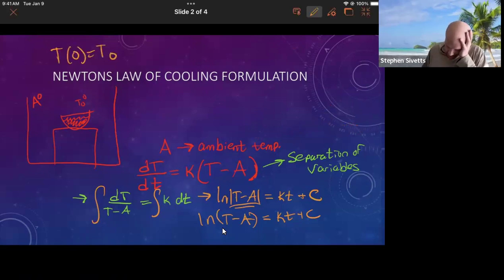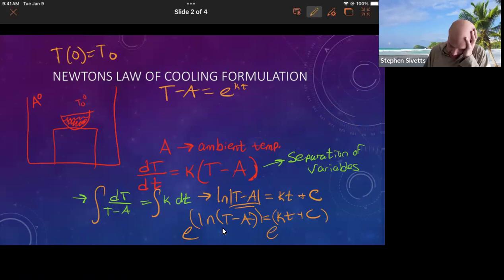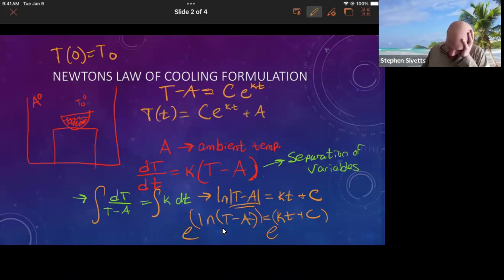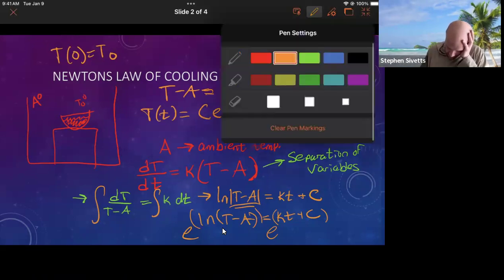If we exponentiate both sides, we'll have T minus A equals e to the kt times e to the C. So that's times a constant. To make that a little bit clearer, it'll be C times e to the kt. And so T of little t would equal C times e to the kt plus A, A being the ambient temperature.